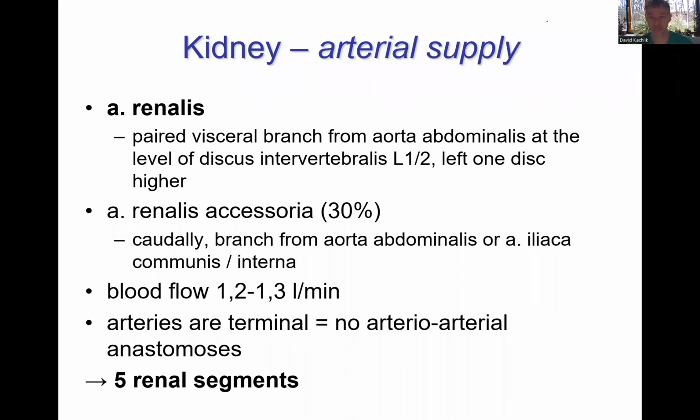So that was all for the nephrons. And now we move to blood supply. The blood supply of the kidney is easy. We have a paired renal artery branching from the abdominal aorta at the level between L1 and L2.